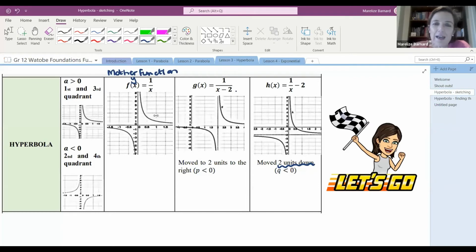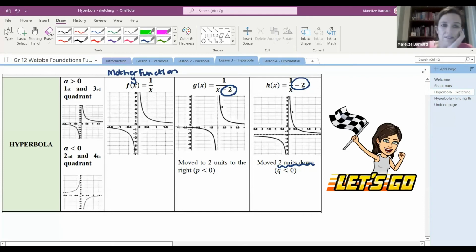So as I was saying, left or right, up and down, and then these values also form our asymptotes. Okay, so we're going to look to whatever was added to the x's for our vertical asymptote, and our horizontal asymptote is whatever we subtract from the 1 over x, or add if we are moving it up.